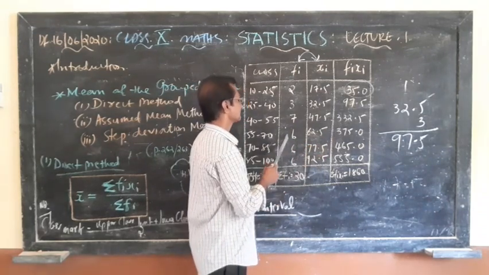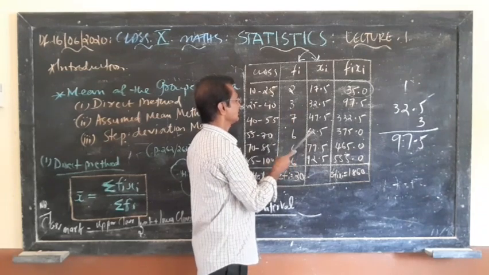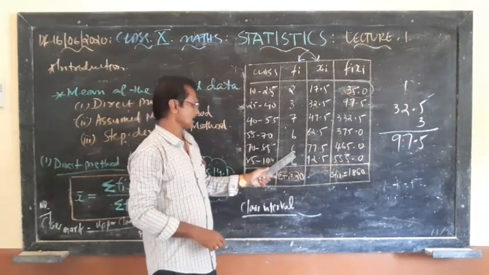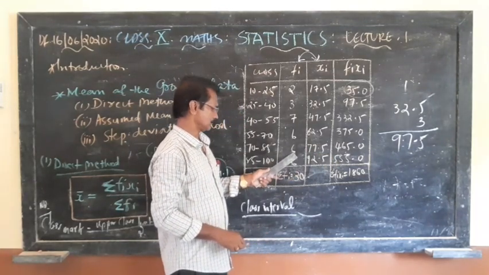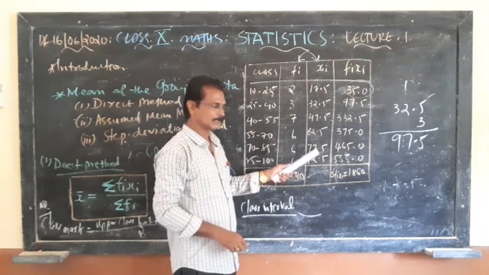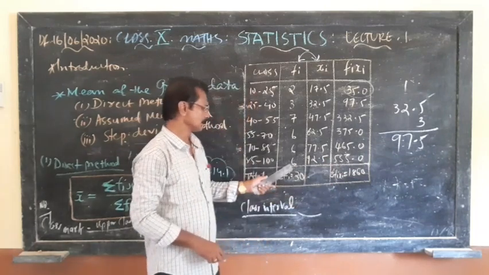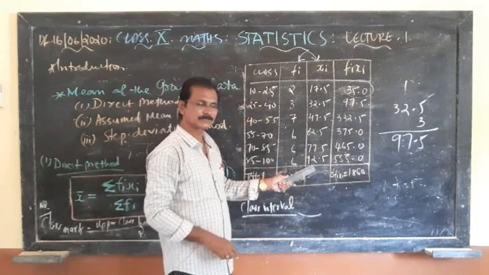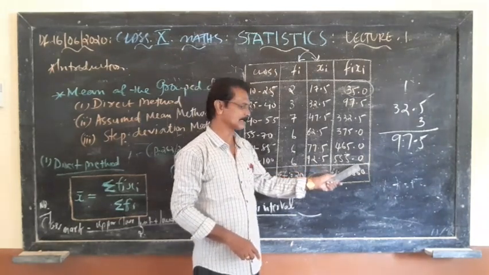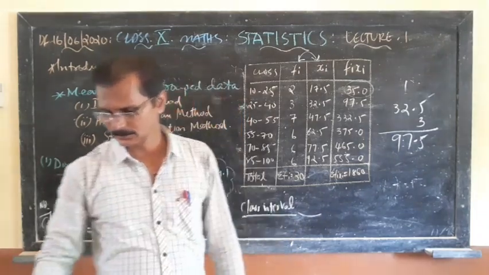Now in this class, fi is 6, xi is 62.5. 6 into 62.5, that is 375. Now next, here also the frequency is 6 and xi is 77.5. Multiply these two, the answer is 465. Here the frequency is 6 and the mid value is 92.5. Then you multiply these two, then you will get 555. Okay, so that way we find out the fi xi.